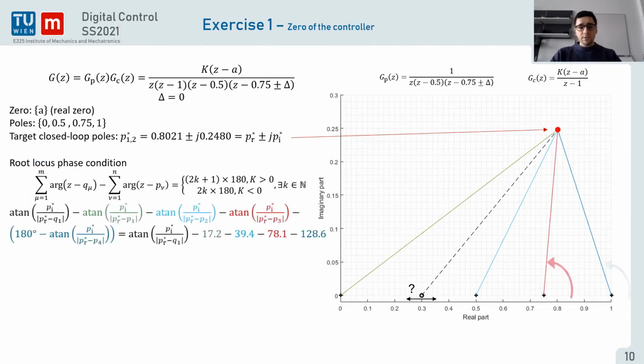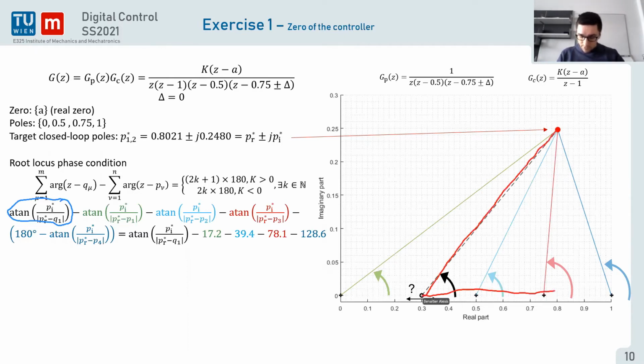So to see these angles, let's use some colors. Our desired pole is the red dot, and our first angle is between the red dot and the zero. So here it's just the arctangent of the imaginary part of our expected pole location, pi star, divided by the absolute value of pi star minus q1. So in other words, I'm just considering here a triangle, okay?